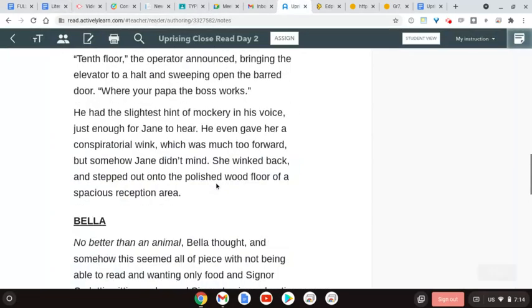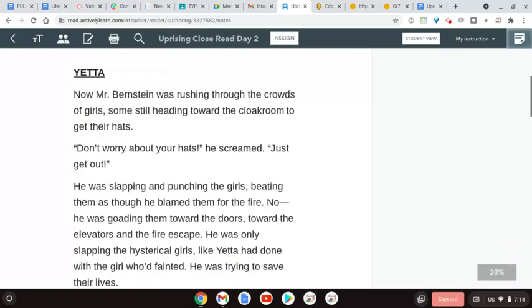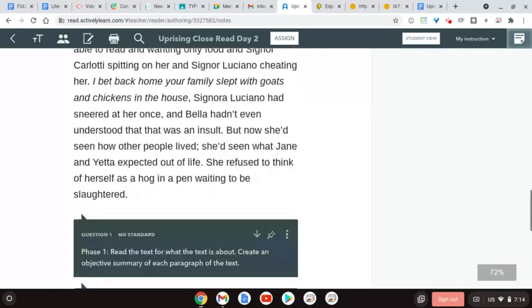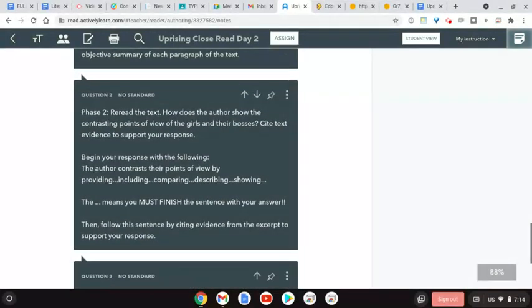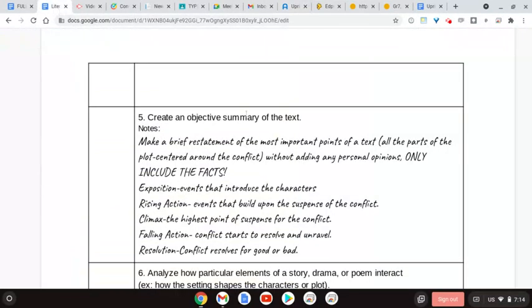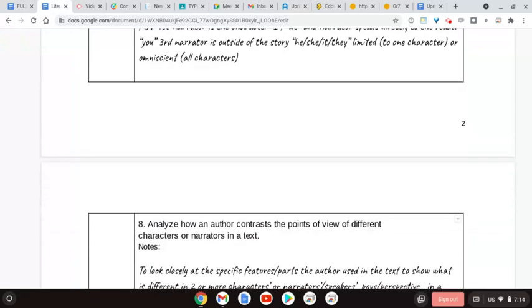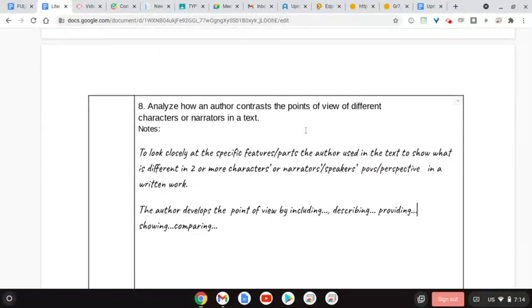In the second phase of the reading, we're going to be reading for how the text says it. As you reread the text, you're going to reread it focusing on the following question. How does the author show the contrasting points of view of the girls and their bosses, and cite text evidence to support your response? As you read through this second phase, we're going to be looking at learning target number 8, to analyze how the author contrasts the points of view of different characters or narrators in the text. That means we're looking closely at specific parts or features that the author puts into the text to show the difference between 2 or more characters' perspectives in the written work.